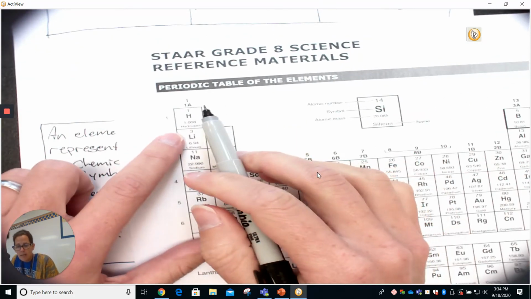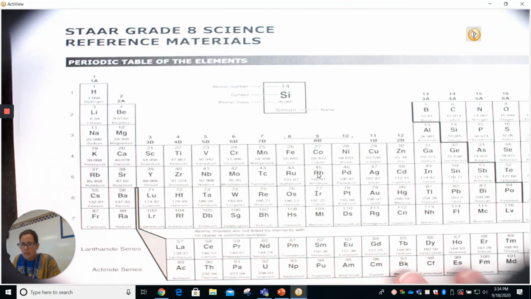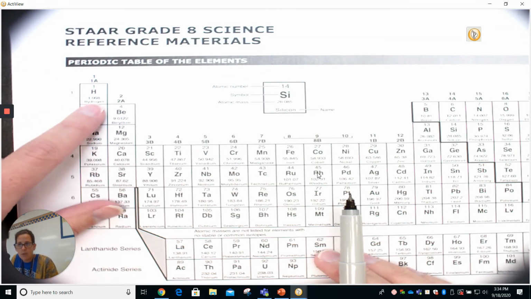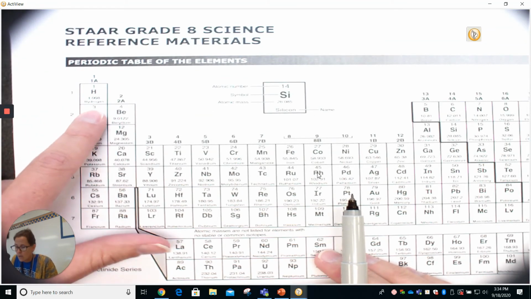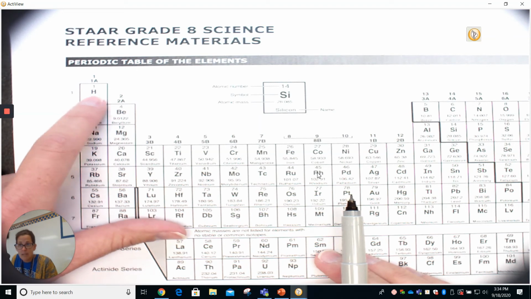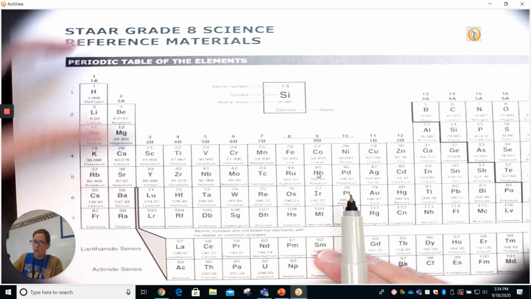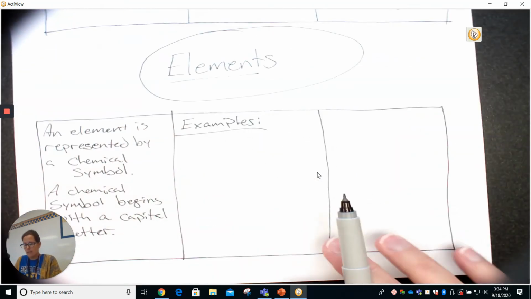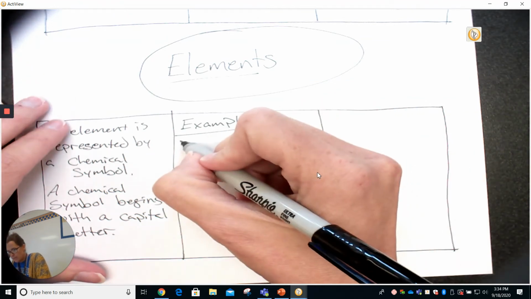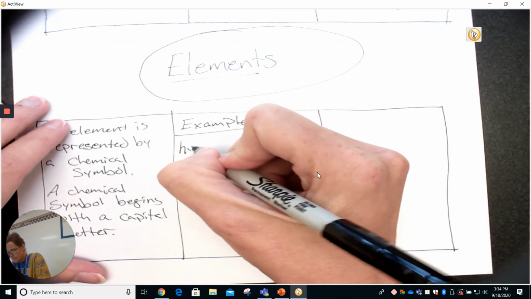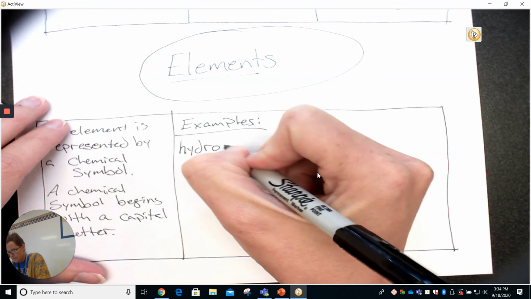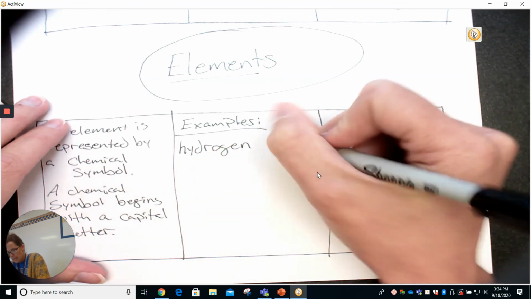So up here in the top corner, here's the whole thing. Right up here in the very top corner, we have hydrogen. So if you notice, hydrogen is represented by just a capital H. So we're going to write that down here as our first example. Hydrogen, capital H.